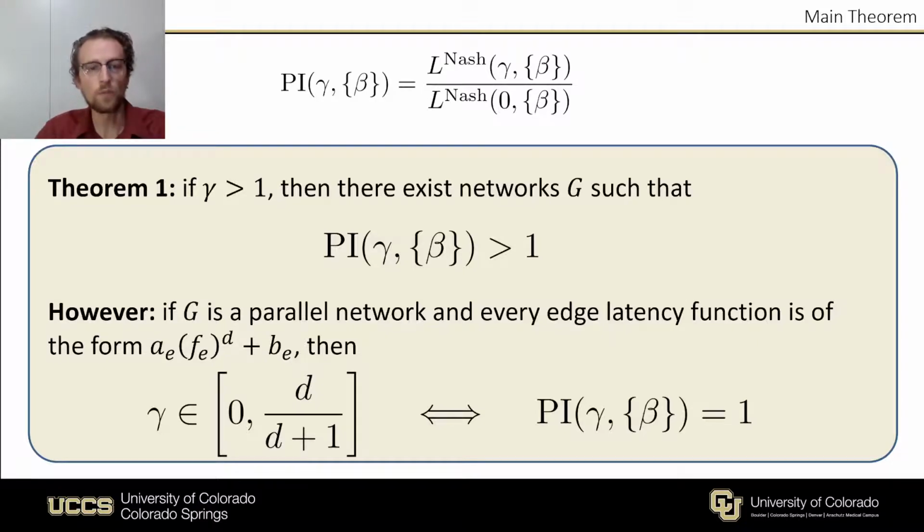However, we can put some bounds on which sorts of gammas can cause problems. For example, if G is a parallel network, with a single source and single destination, and every edge latency function is this particular kind of polynomial, then I can relate the degree of the polynomial of the latency functions to the strength of the slowdown signal and guarantee that the perversity index is no greater than 1. So we guarantee that slowdown signaling at least does not hurt, and actually in almost all cases it helps, as long as I'm not at one of the endpoints of this range.